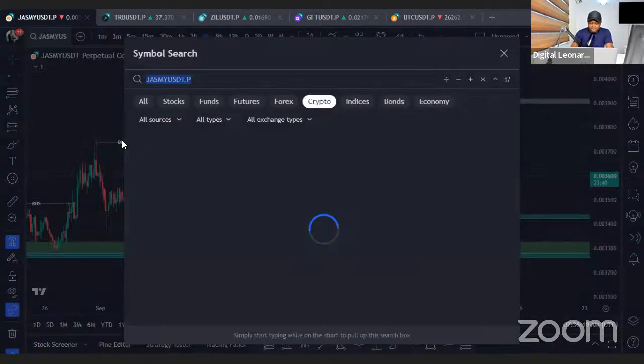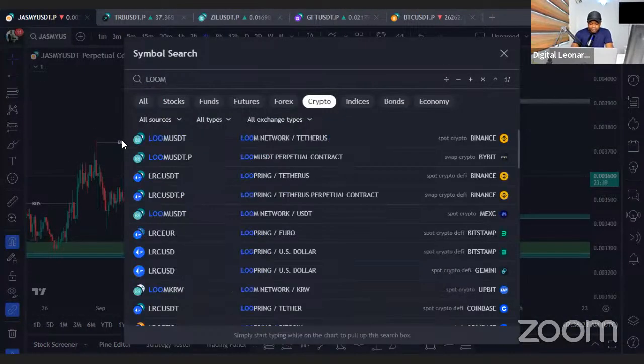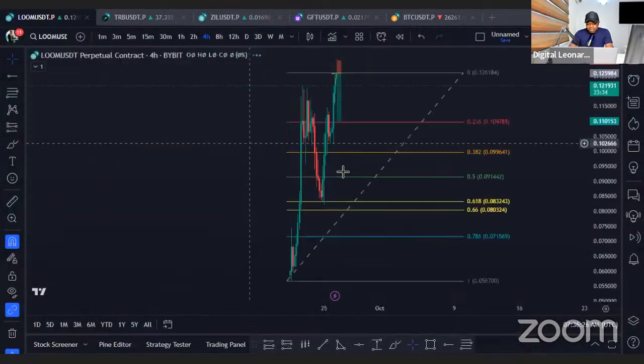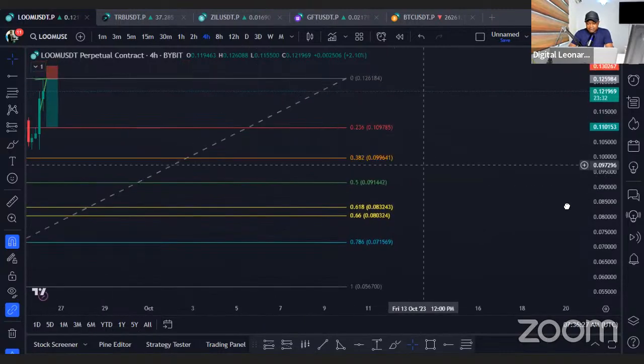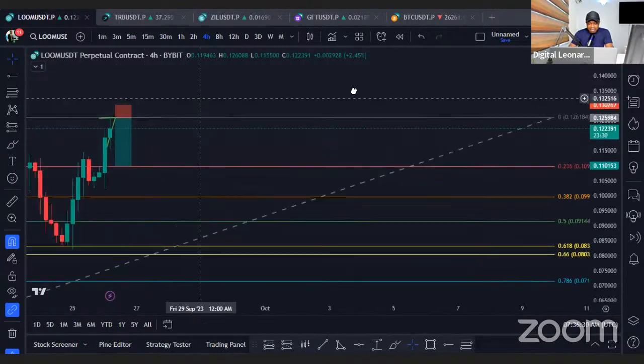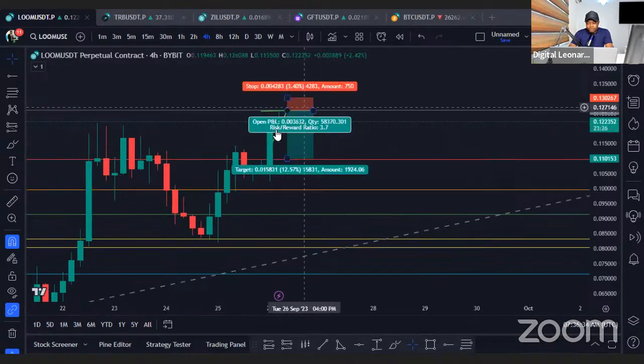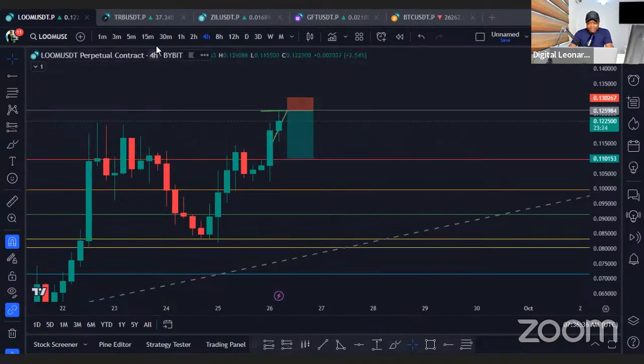Let's go back to Loan and see what's happening with Loan. I didn't set a limit order for that, but let's see, guys. If I had set a limit order for this, that would have triggered. It just occurred to me that I didn't set a limit order for this.